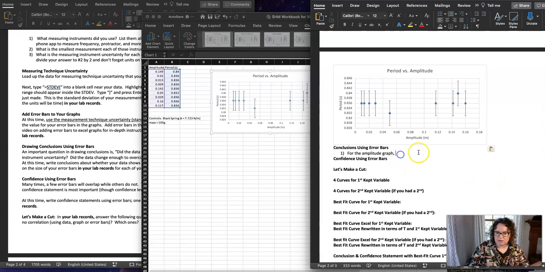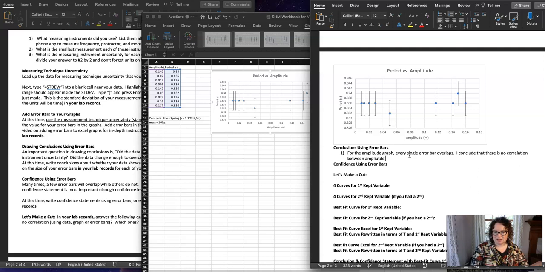So it'll never hurt. Okay, so for the amplitude graph, look at those error bars. Every single one, even this lower one overlaps with this upper one in this little range right here. Every single error bar overlaps. I conclude that there is no correlation between amplitude and period. Okay, I kind of did that backwards. I put my reasoning first and then my conclusion second. You can write your conclusion first, then your reasoning.